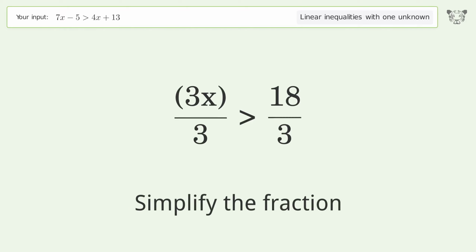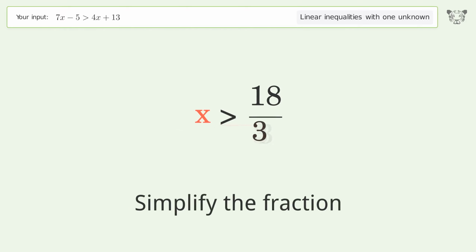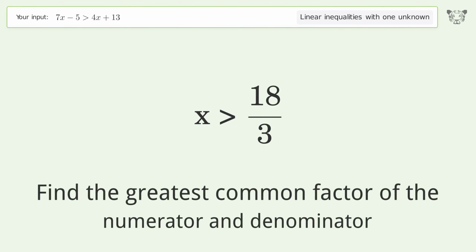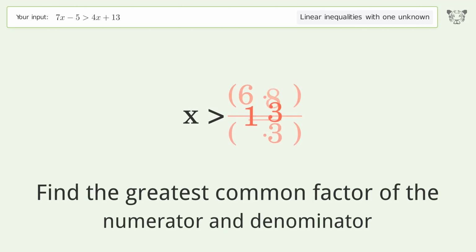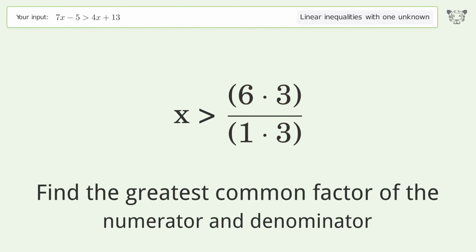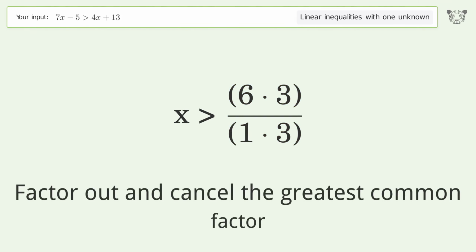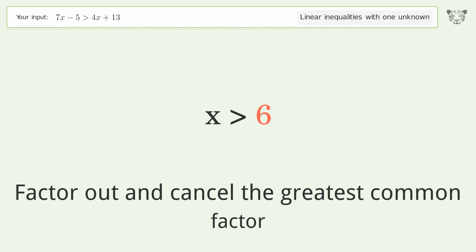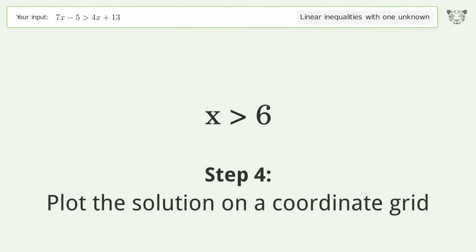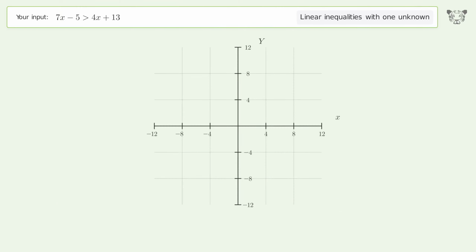Simplify the fraction. Find the greatest common factor of the numerator and denominator. Factor out and cancel the greatest common factor. Plot the solution on a coordinate grid. And so the final result is x greater than 6.